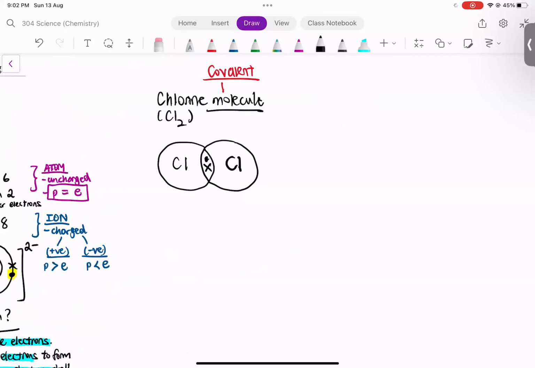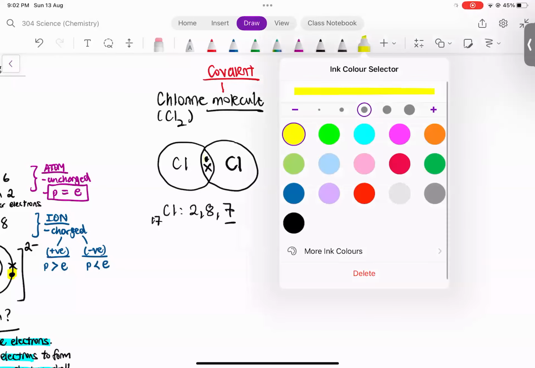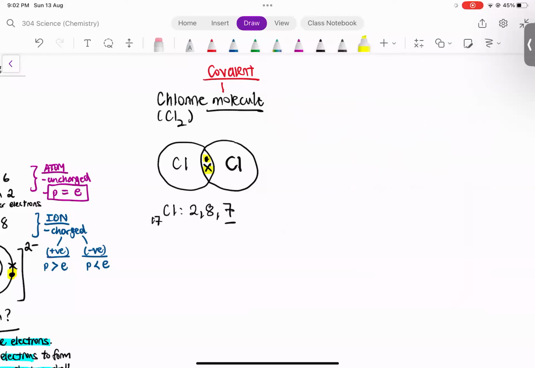Now, how many electrons do they share? Well, we should know that chlorine, if you look in the periodic table, is 2, 8, 7. 7 valence electrons. If it has 7, it needs 1 more valence electron in order to achieve a fully filled outer electron shell. So if it needs 1 more, it shares 1. So sharing 1, 1 dot, 1 cross. Each atom shares 1 electron with each other. But that's not it. You must still fill up the remaining electrons outside.